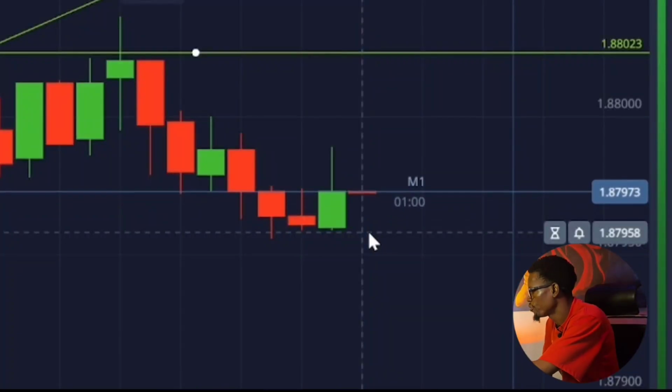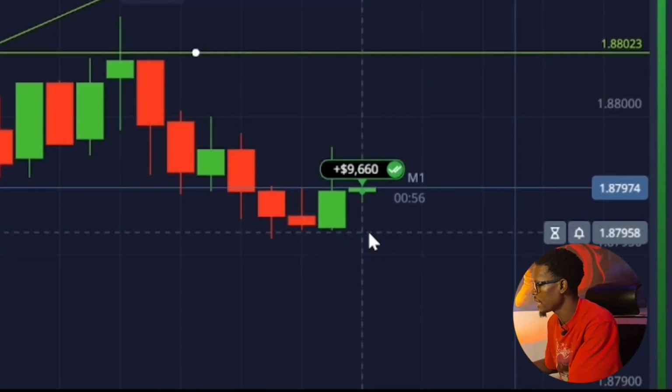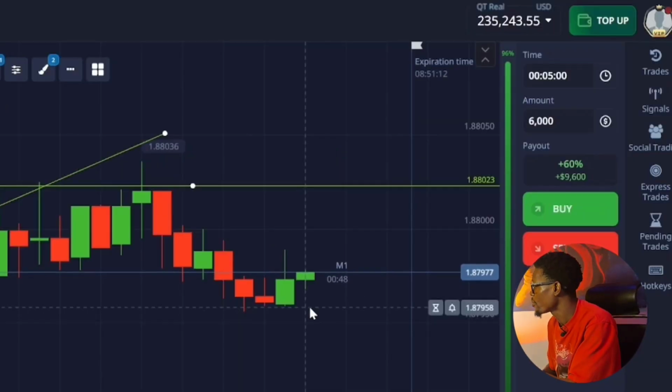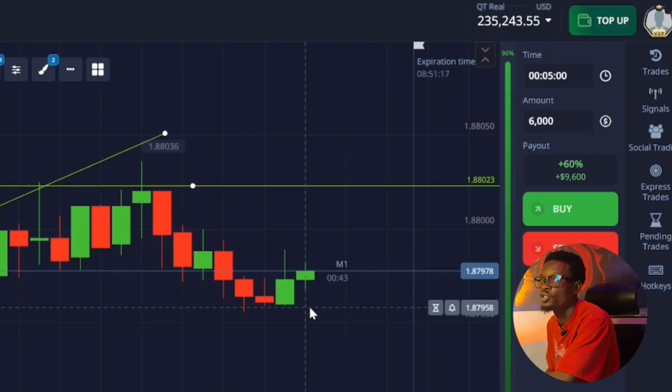It is a beautiful entry from the buyers, as you can see right here, but that was not enough to stop us. We just made $9,600, as you can see right here. If you pay close attention to everything I will be explaining right here, this strategy will help you to scale your capital, but if you miss out, you will continue to lose money.